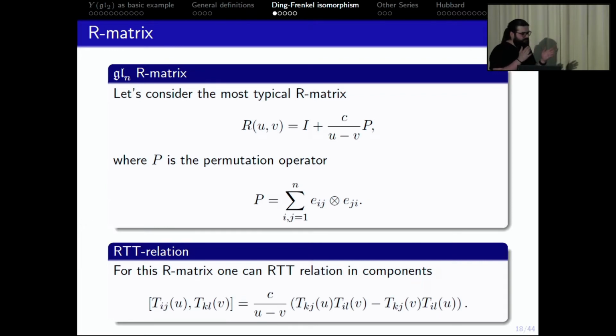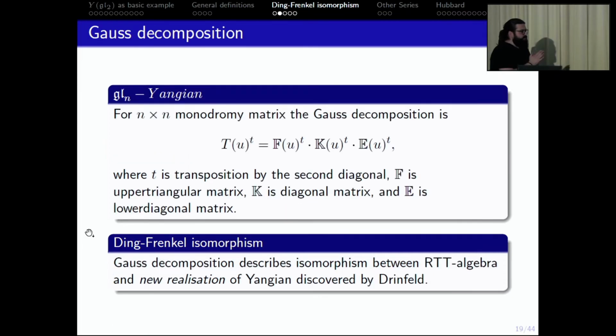The crucial idea is the Gauss decomposition of monodromy matrices. It was done firstly by Ding-Frenkel in '93. They used the trigonometric version of this story, but it's not a big deal. So you have RTT. You have such type of R-matrices, Yangian R-matrices, the most common one for the GL_N case. You can consider this RTT relation. It's just some components of RTT. Then you consider the Gauss decomposition of this.